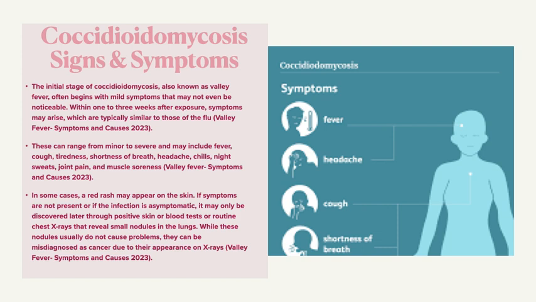Valley fever symptoms and causes, 2023. In some cases, a red rash may appear on the skin. If symptoms are not present, the infection is asymptomatic. It may only be discovered later through positive blood tests or routine chest x-rays that reveal small nodules in the lungs. While these nodules usually do not cause problems, they can be misdiagnosed as cancer due to their appearance on x-rays. Valley fever symptoms and causes, 2023.